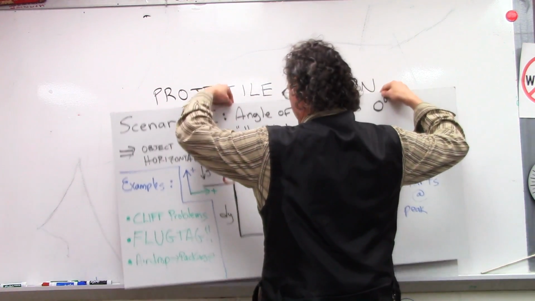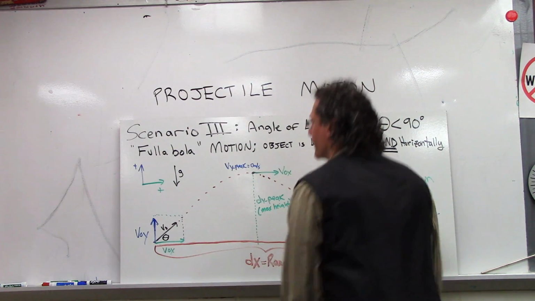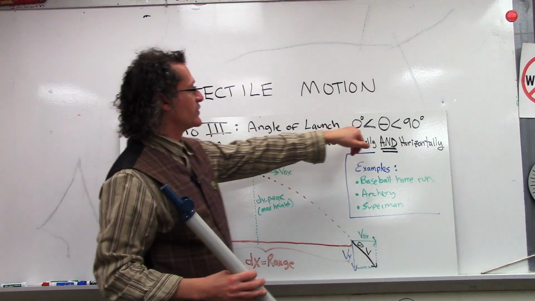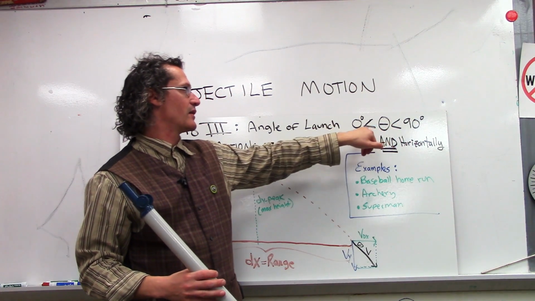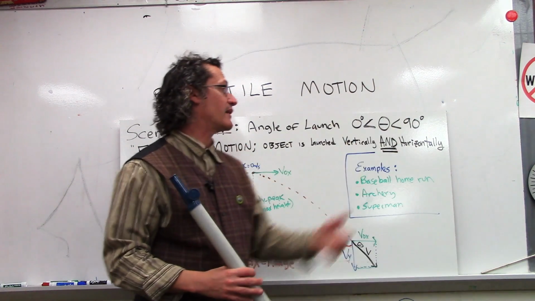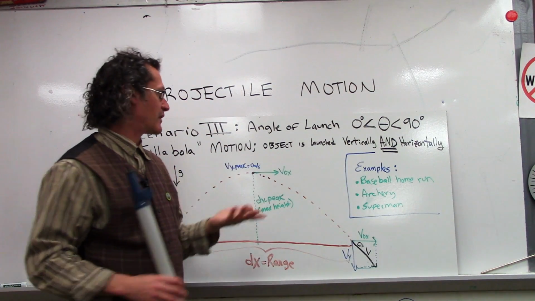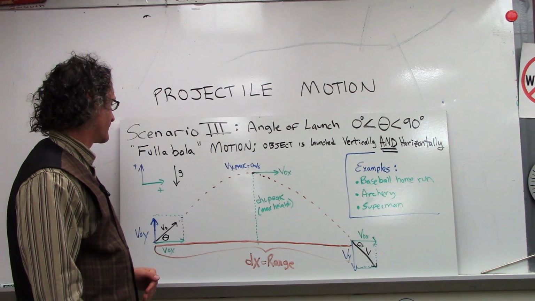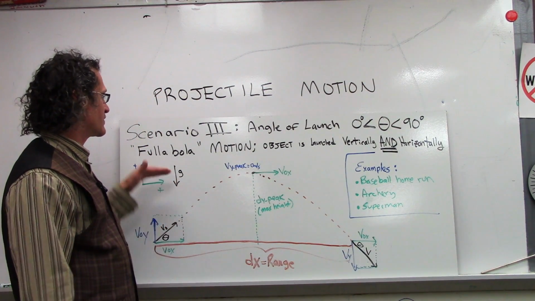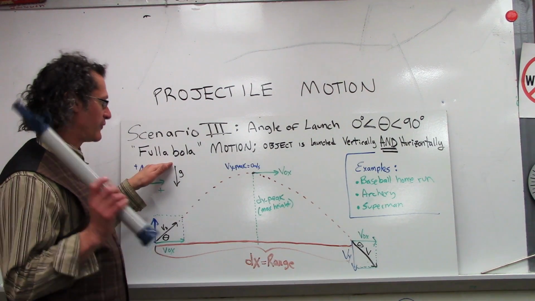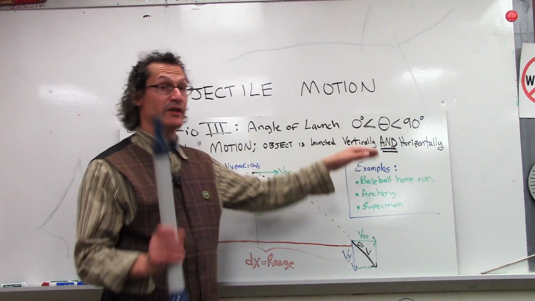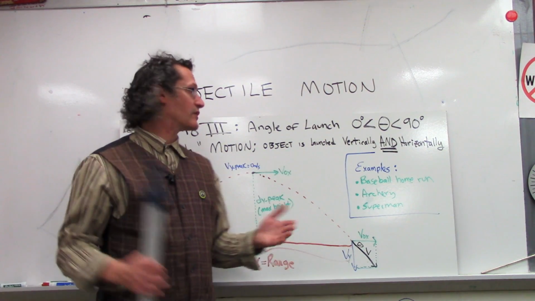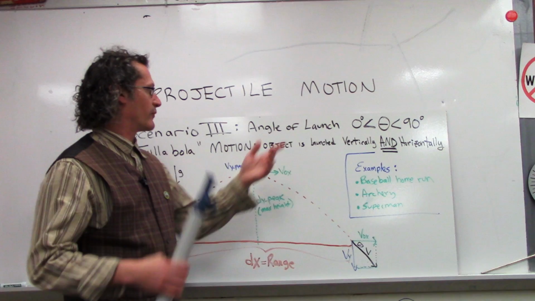Which then brings us to scenario 3. The angle of launch is somewhere between 0 and 90 degrees. Theta is greater than 0, less than 90, so it's in between. We're launching it at an angle relative to the horizontal as well. So here's the situation. This is parabola motion. Object is launched vertically and horizontally at the same time. Yes, just like north and east is northeast. We have vertical and horizontal.